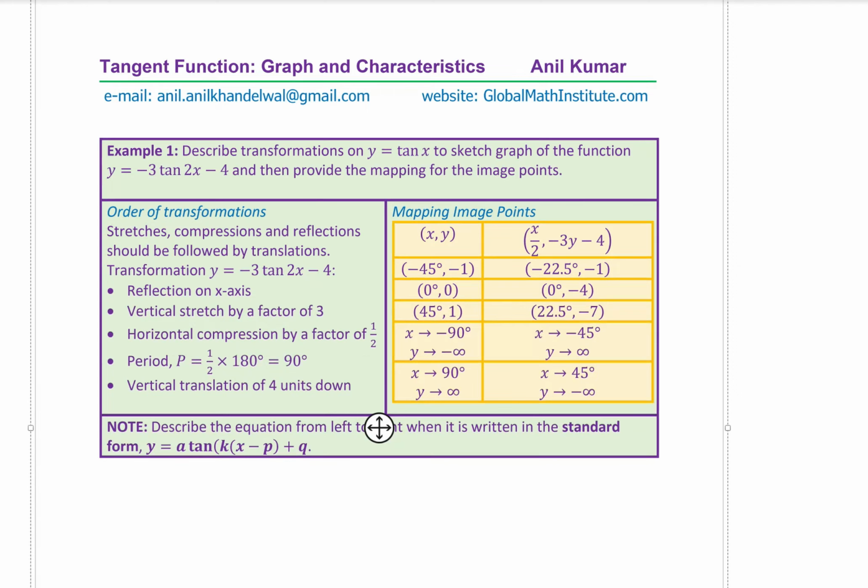Now with that foundation, let's answer a few questions. Here's our example 1. I'd like you to pause the video, read the question, and then answer it also. And then look into my suggestions. Describe the transformations of y = tan x to sketch a graph of the function y = -3 tan 2x - 4. So we'll actually focus on the equation y = -3 tan 2x. Okay, let me write it clearly.